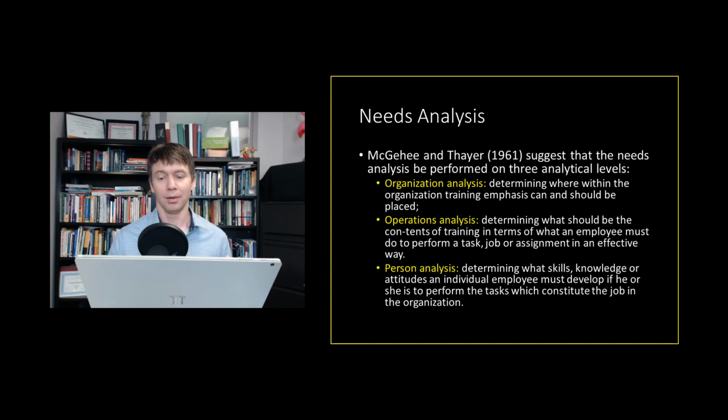So they draw on McGee and Thayer's 1961 article that suggests that there are at least three levels to analysis. There's the organizational level, the operations level, and the personal level. And you can read what the details of those are on the screen, pausing the video to do so.